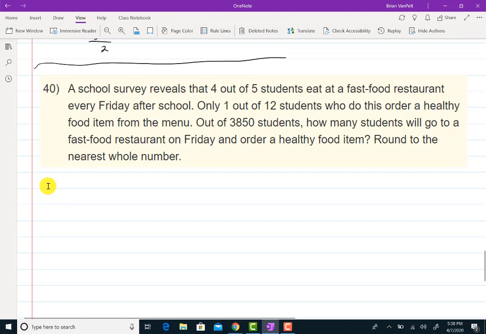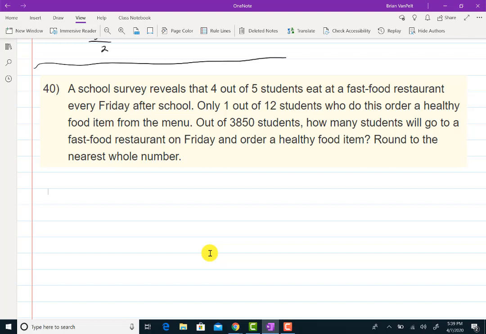All right, moving on. The next one that I'm targeting is problem number 40. All right, we have sort of a two-part problem here. Not really two parts, but in a way it is. What we have is that 4 out of 5 students eat at a fast food restaurant every Friday after school. So only 1 out of 12 of those students, the ones that actually go, order a healthy menu item at the school.